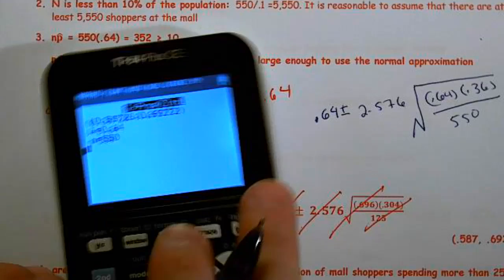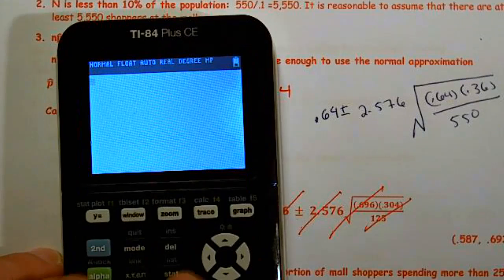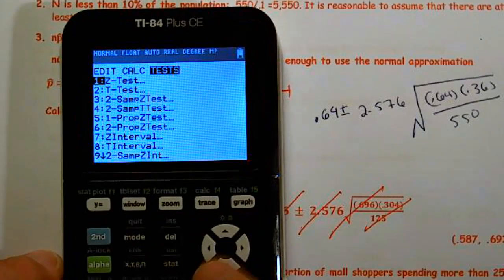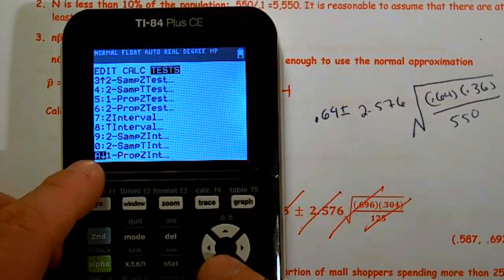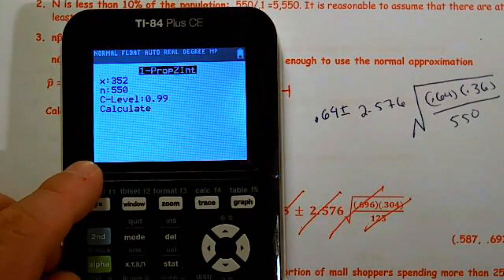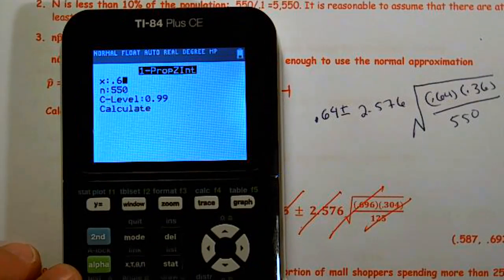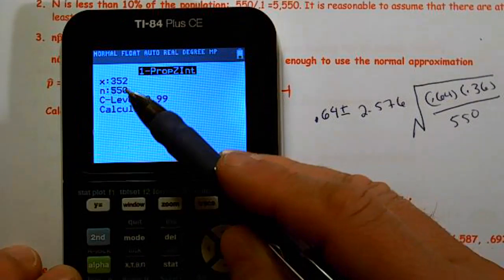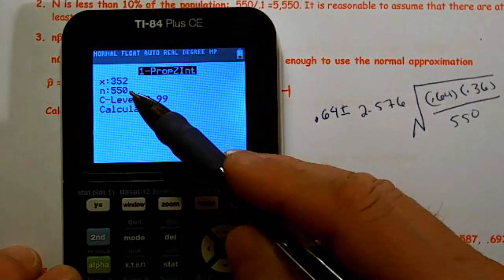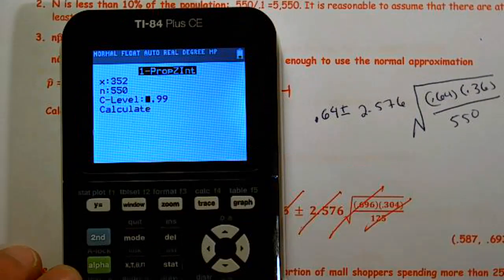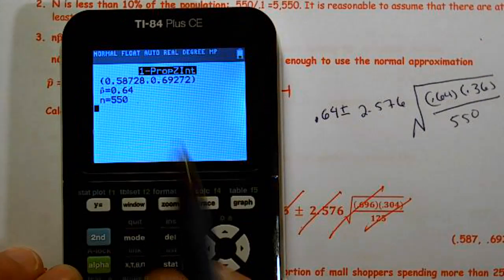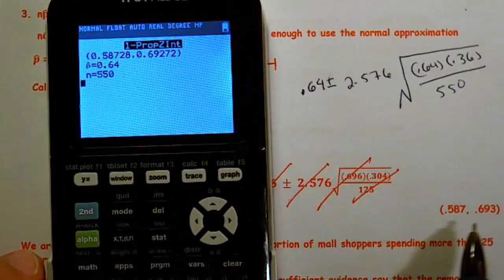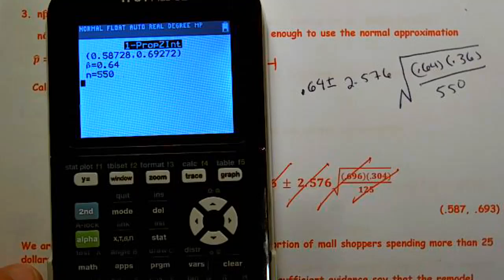All right, so let's go ahead and run the test. This is going to be a stat test, 1 proportion z interval. So we're scrolling all the way down to letter A. For x, we can go 0.64 times 550. This must be rounded to a whole number. Fortunately, it already is. Our confidence level needs to be 99%, so 0.99. And we end up getting the interval 0.587 and 0.693.